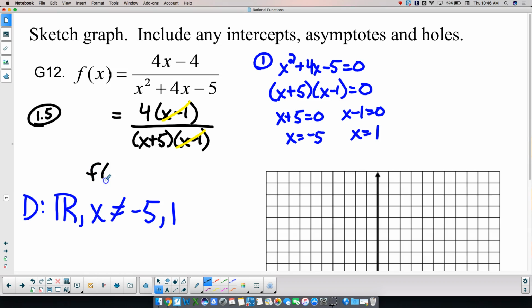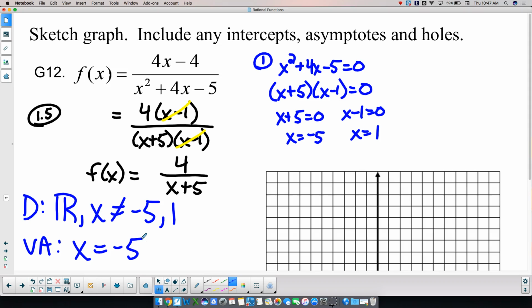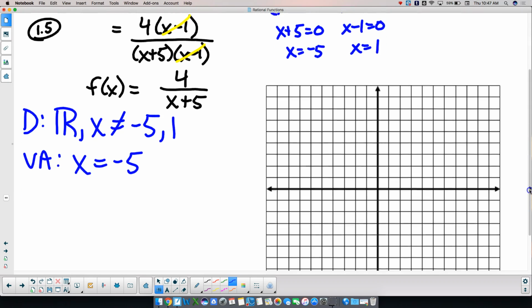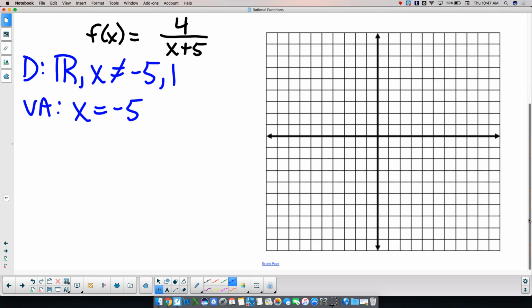So f of x here from now on is 4 over x plus 5, which means that my vertical asymptote is only x equals negative 5. After you find the domain, you always use the second equation for the rest of the time. Degree of the top is 0. Degree of the bottom is 1. Horizontal asymptote is y equals 0.